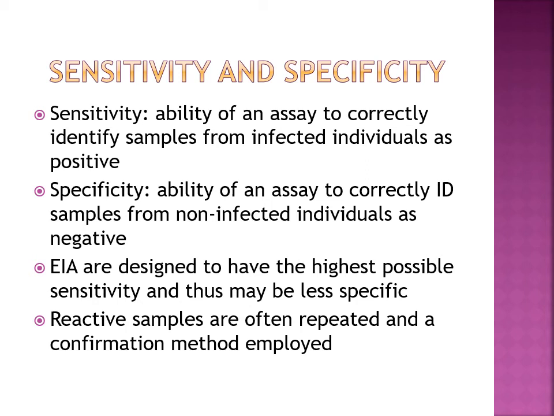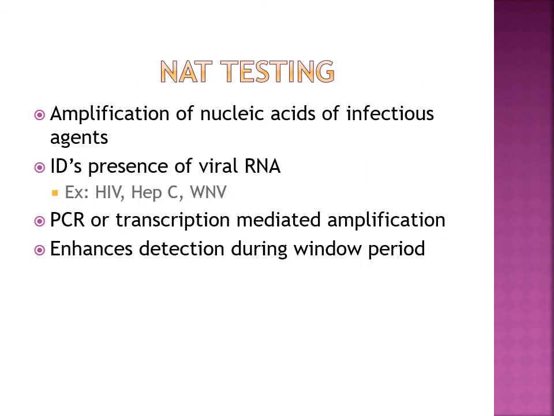With NAT testing, we have an amplification of nucleic acids of infectious agents. It identifies the presence of the viral RNA, such as HIV, hepatitis C, or West Nile virus. We can use polymerase chain reaction or transcription-mediated amplification, and it enhances detection during window periods. The engineering behind this is just so fascinating. Running the NAT testing machines isn't overly complicated, but just what they do as far as replicating this DNA, the transcription, DNA and RNA. They use magnets to coat these markers and they centrifuge, and I mean it's fascinating because I'm a blood bank nerd, but that's NAT testing in a nutshell.